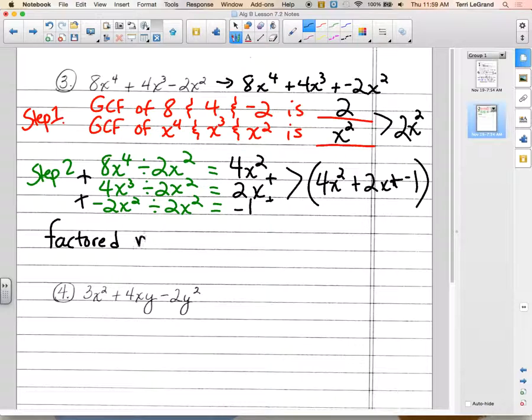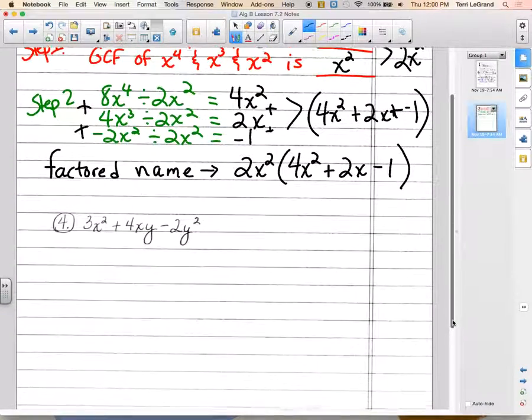So the factored name for our original polynomial in cleaned up fashion is our GCF as our monomial and our trinomial after doing the dividing. How many of you were successful on your own? Way to go. How many of you figured out what you did wrong? And it was just a silly mistake maybe.